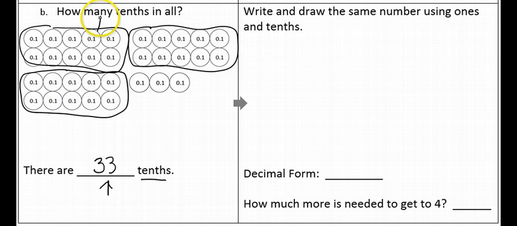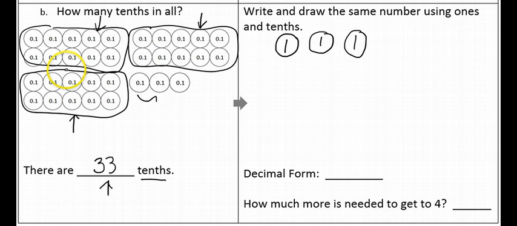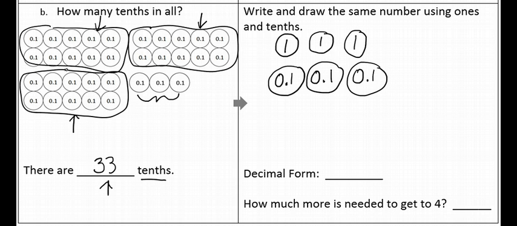Now we'll change those over into ones and tenths. My first group of 10 tenths can be represented as 1 whole. My second group of 10 tenths can also be represented as 1 whole, and my third group of 10 tenths can be represented as 1 whole. And then I just have my 3 leftover tenths that I can't change. So I'll draw those over here. That means in decimal form, I have 3 wholes represented by those top discs and 3 tenths represented by the bottom discs.